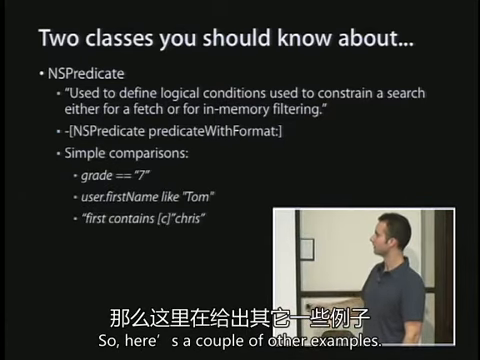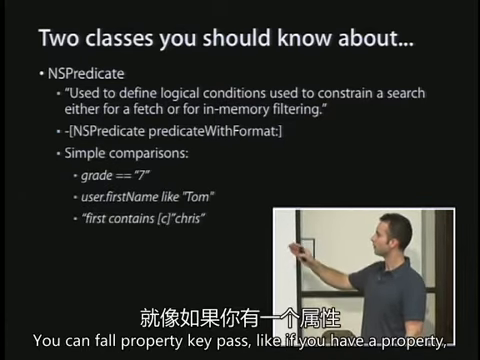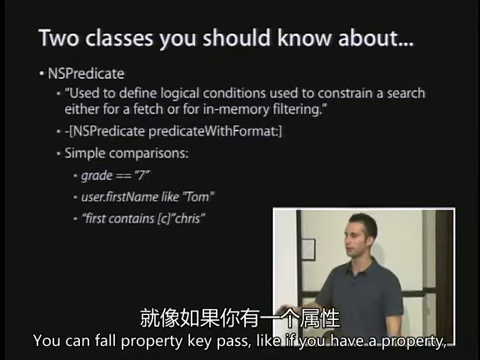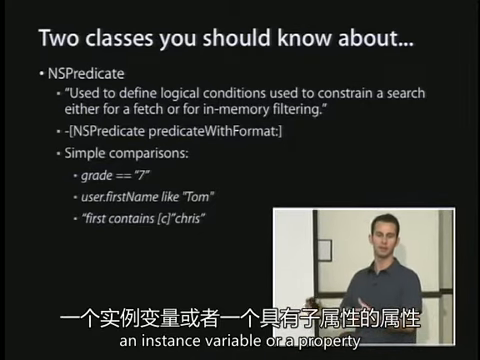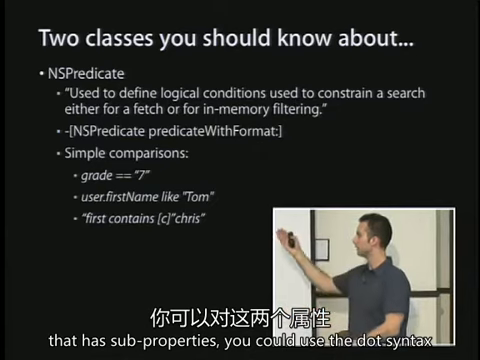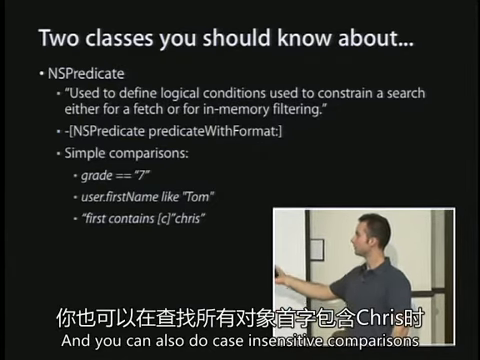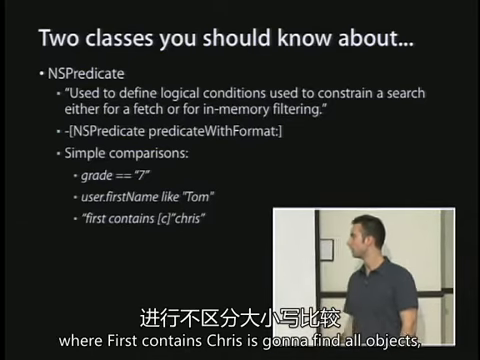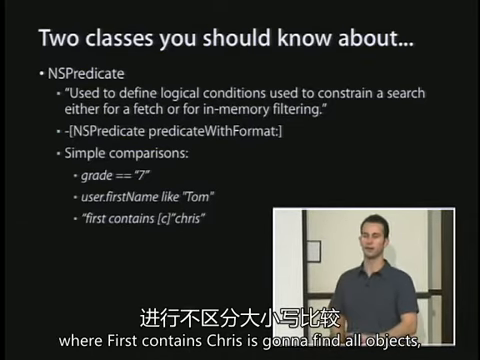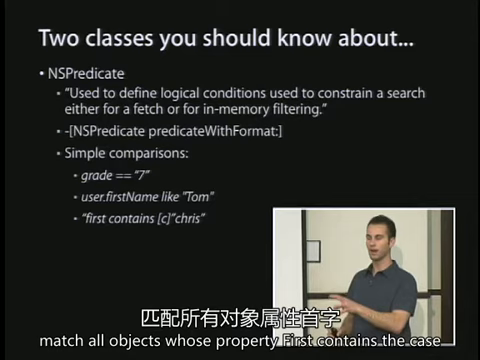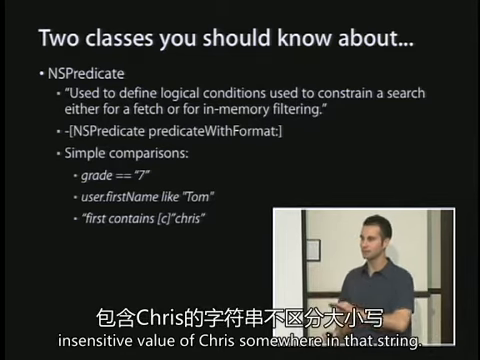So here's a couple other examples. You can follow property key paths. Like if you have an instance variable or a property that has sub-properties, you could use a dot syntax to walk down both properties. And you can also do case-insensitive comparisons, where first contains Chris is going to match all objects whose property first contains the case-insensitive value Chris somewhere in that string.